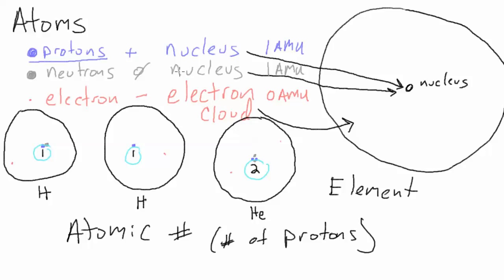Alright, so this is part 2 of the atoms online lesson. We talked already about the protons, neutrons, and electrons, kind of where you find them in the atom, and that it's the protons in the nucleus of an atom that determines which element that atom is.